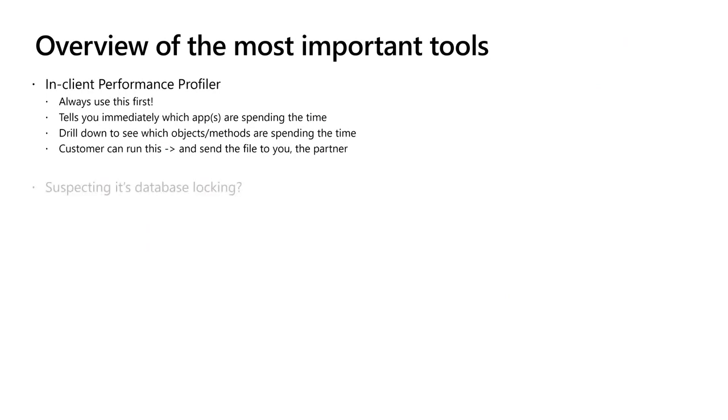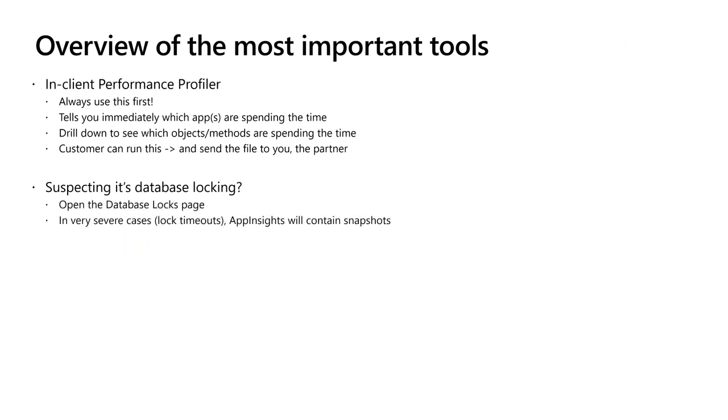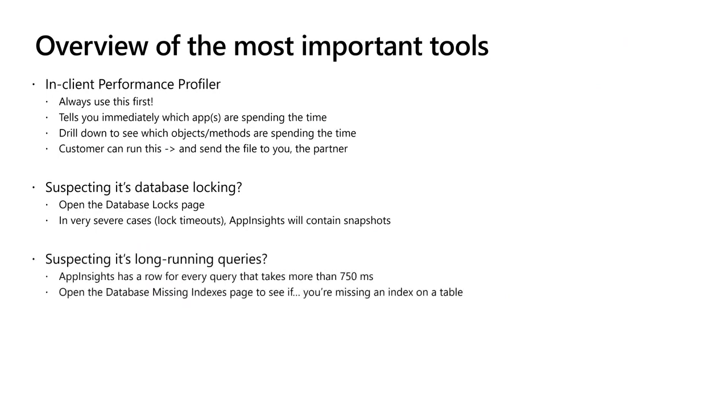If you have certain suspicions, for example, you suspect it's database logging, you can use the database logs page. And in very severe cases, namely when a client session times out waiting for a lock, you can also see it in App Insights. If you suspect it's because of long-running queries, you can also go to App Insights because it will have a row for every query that took more than 750 milliseconds. And you can also open the database missing indexes page to see if there are missing indexes. That can also explain why it was slow, and maybe then you can solve it.